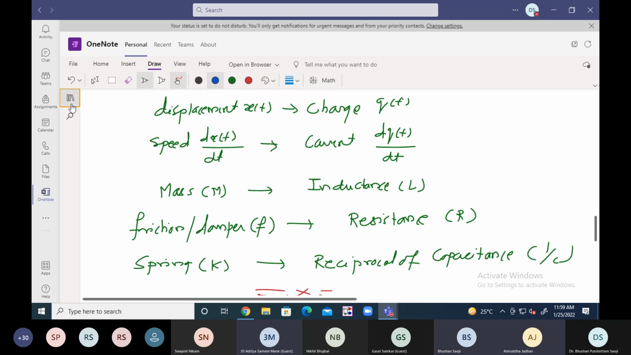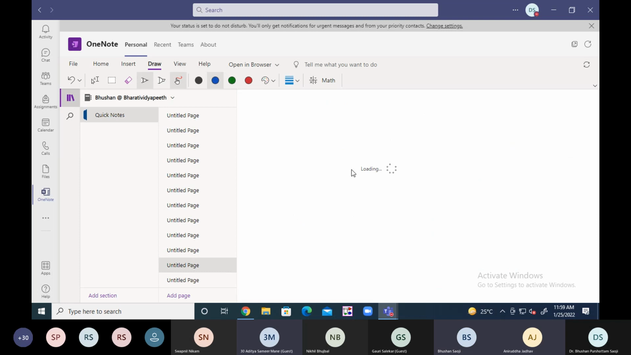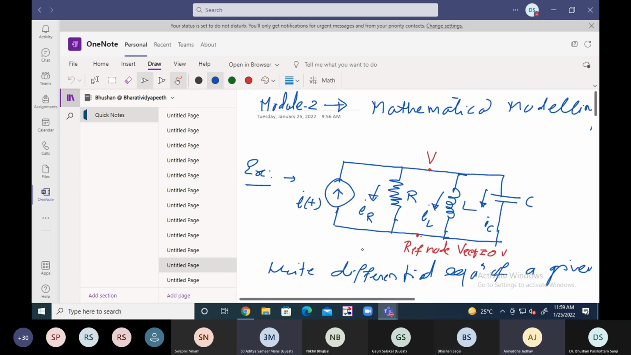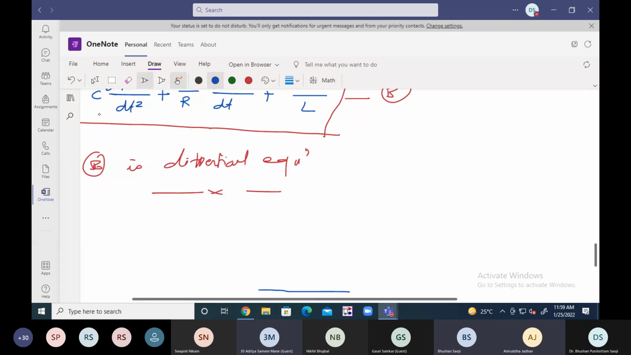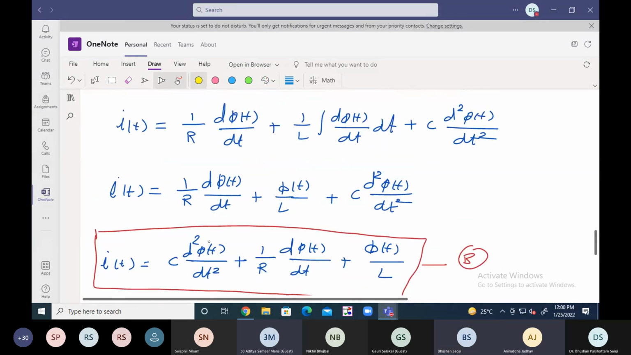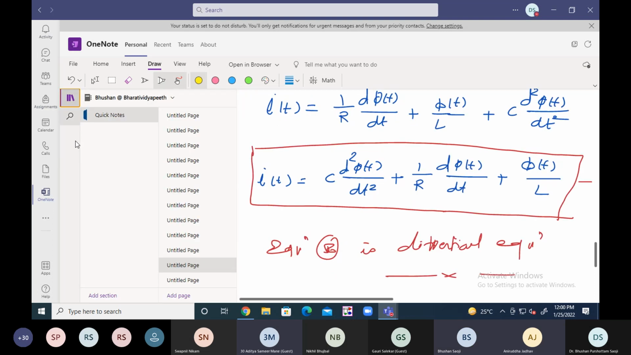Now see, what was the differential equation in terms of I of t? This equation that we have derived: I of t equals C into d square phi of t by dt square plus 1 by R d phi t by dt plus phi t by L. Now this we will write down here.